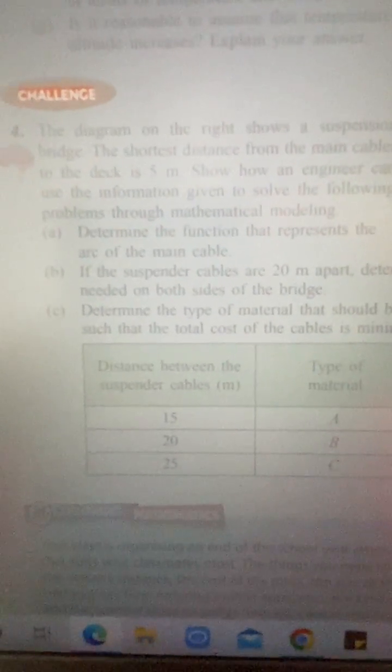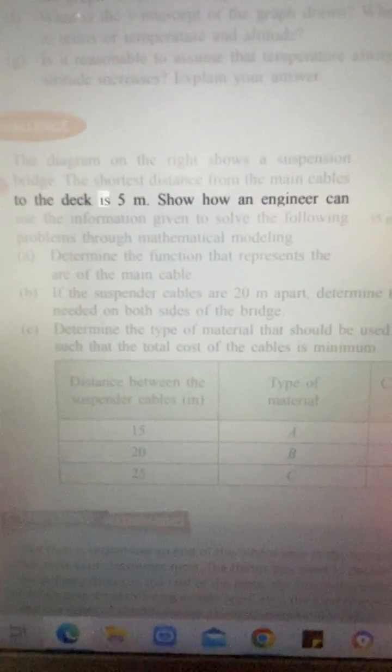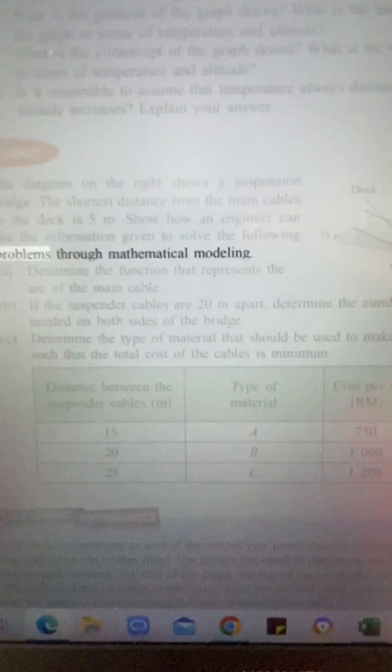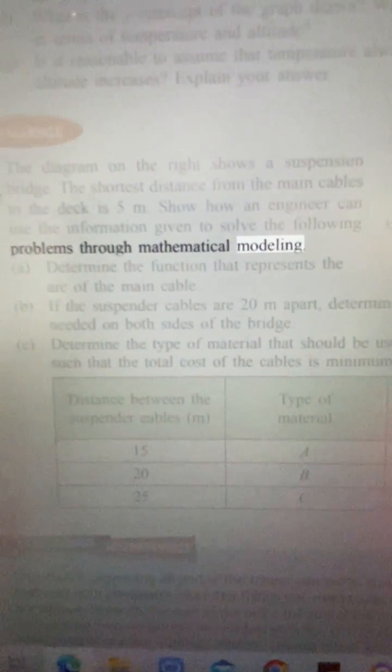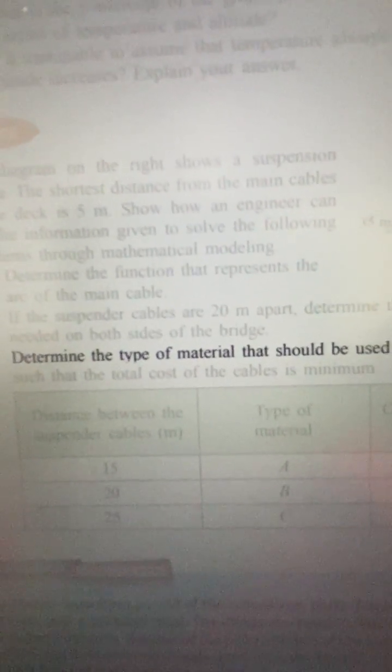Challenge. 4. The diagram on the right shows a suspension bridge. The shortest distance from the main cables to the deck is 5 m. Show how an engineer can use the information given to solve the following problems through mathematical modeling. A. Determine the function that represents the arc of the main cable. B. If the suspender cables are 20 m apart, determine the number of suspender cables needed on both sides of the bridge. C. Determine the type of material that should be used to make the suspender cables such that the total cost of the cables is minimum.